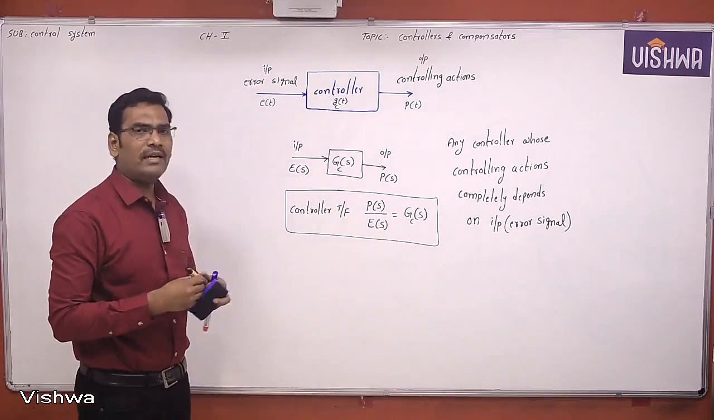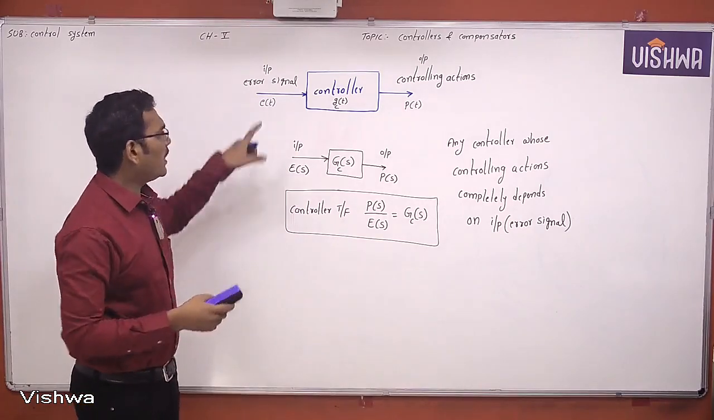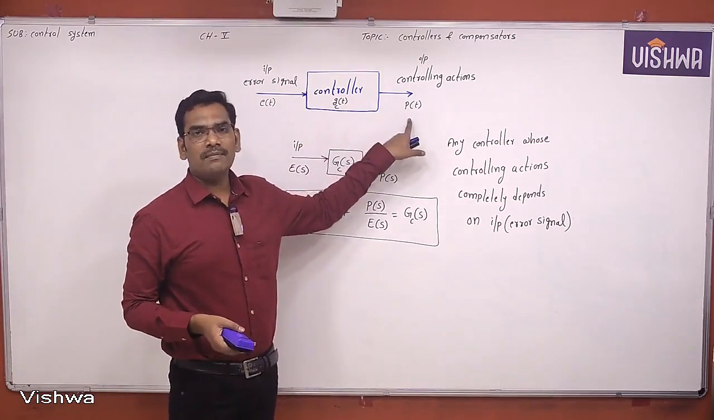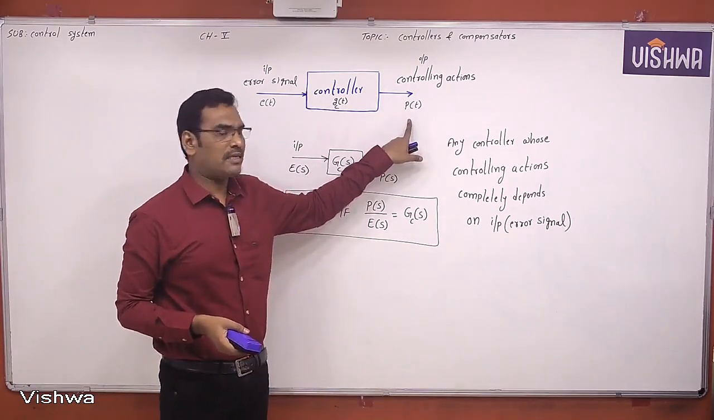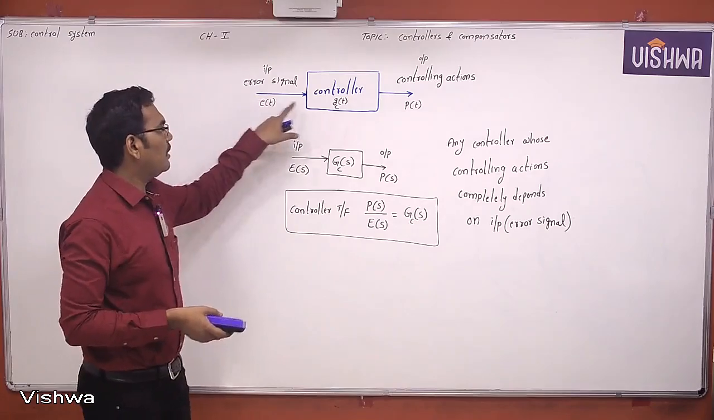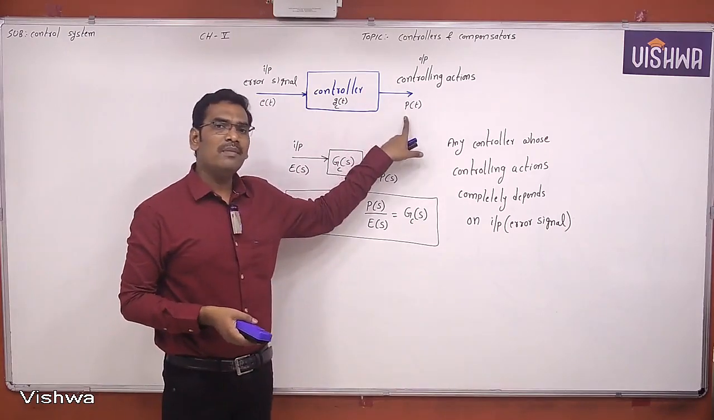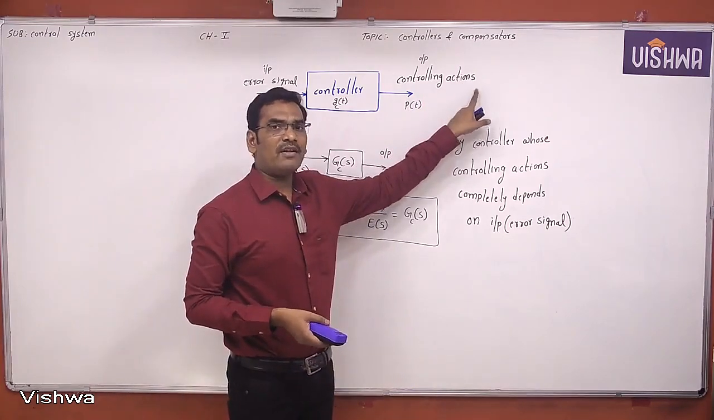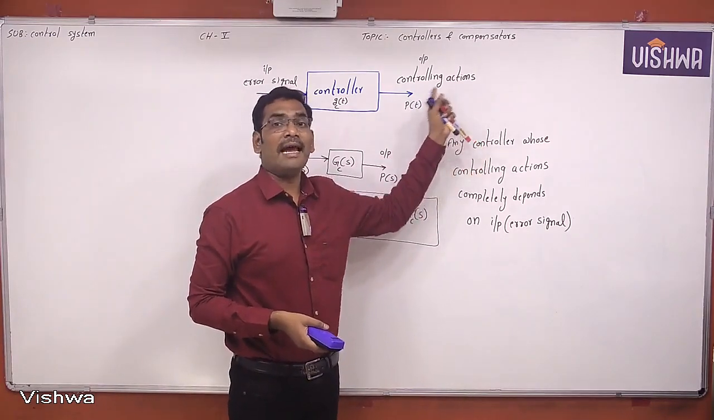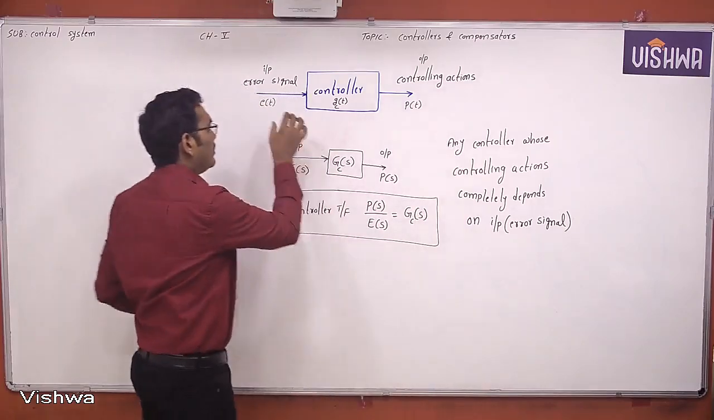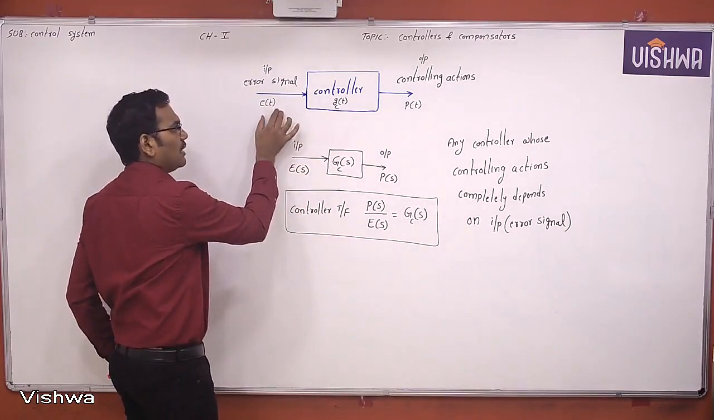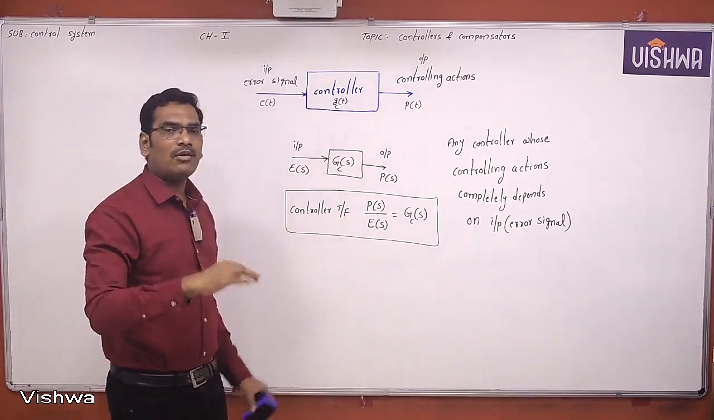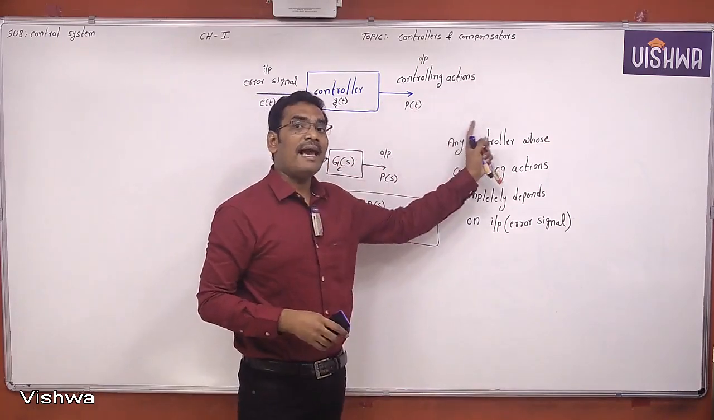So finally, what you can understand: based on the error signal, the controller will produce some controlling actions. These controlling actions are operated on the actual system. I mentioned earlier, the actual system. So based on the error signal, the controller will generate the controlling actions, and those controlling actions work on the actual system.